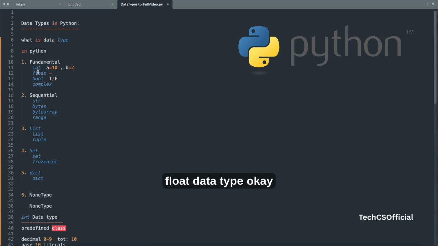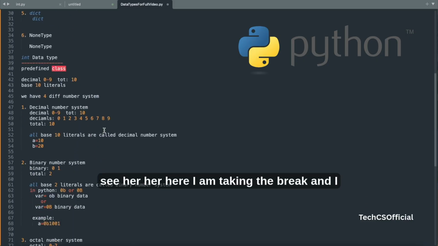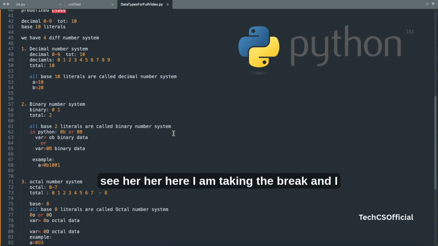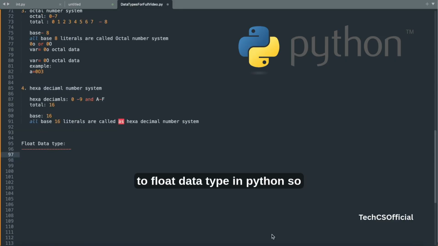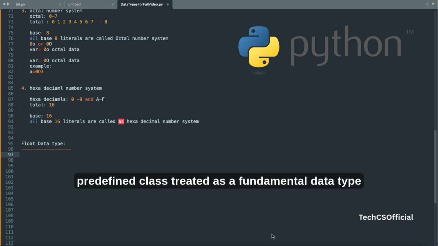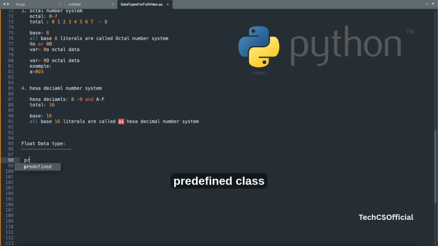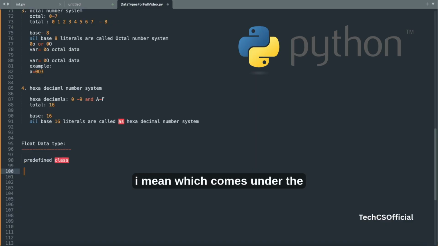We'll move further to the next data type, that is the float data type. Here I am taking up the float data type in Python. A float data type is one of the predefined classes treated as a fundamental data type, which will store real constant values or floating point values with decimal places.